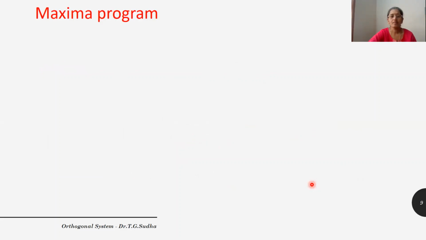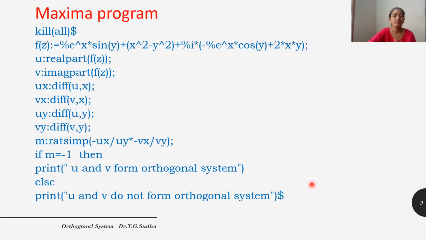Now let us see the Maxima program for this. Here you have killall, which deletes all the user variables, functions, arrays, etc. and resets all the default functions. u is the real part of f(z). f(z) is a function here, so colon equals.